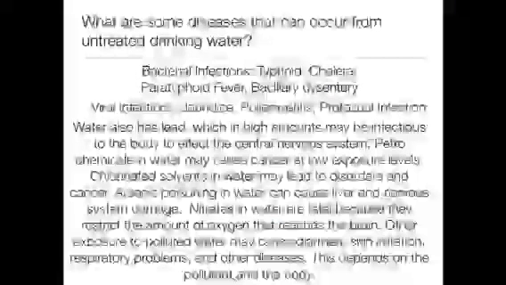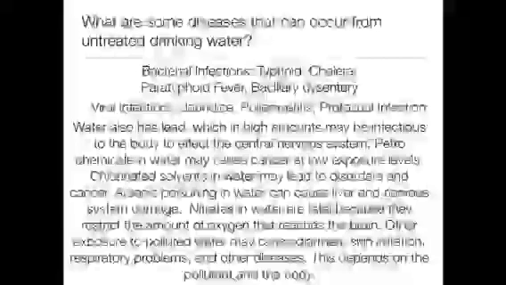What are some diseases that can occur from untreated drinking water? Bacterial infections include typhoid, cholera, paratyphoid fever, and bacillary dysentery. Viral infections are jaundice, poliomyelitis, and protozoal infection. Water may also have lead, which in high amounts may affect the central nervous system. Petrochemicals in water may also cause cancer at low exposure levels.